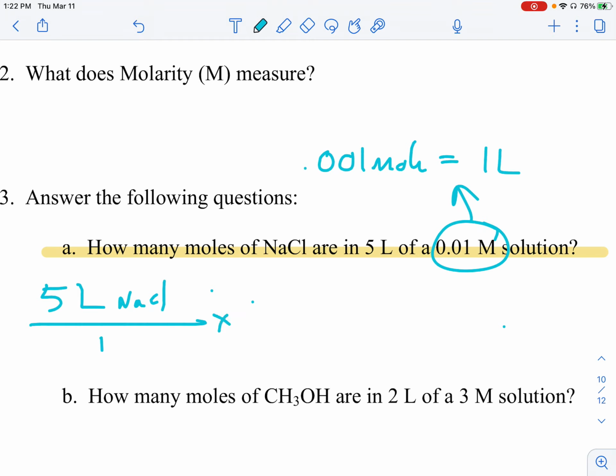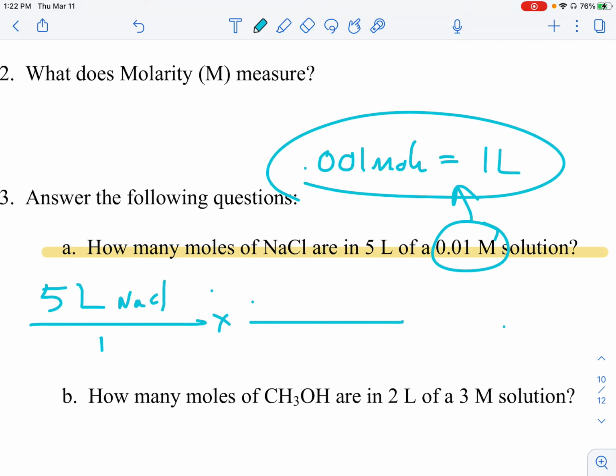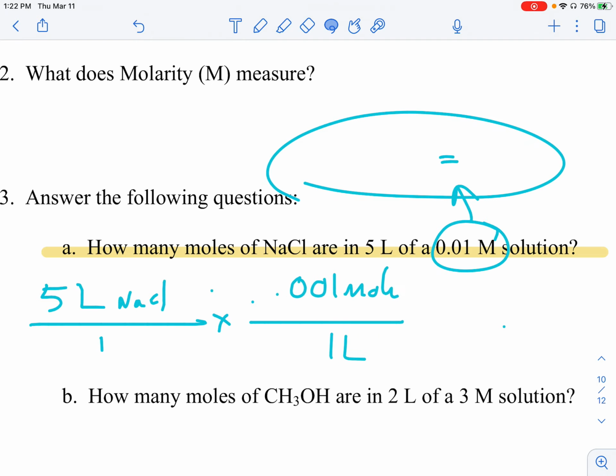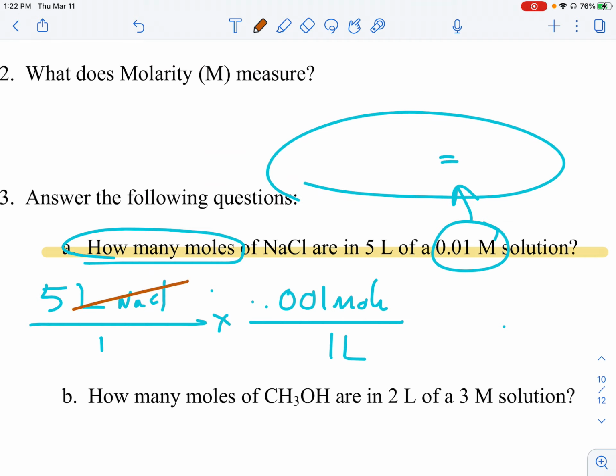Okay. Well, now I can utilize this, and I'll say, okay, well, 1 liter, I have 2 options, top or bottom, because I can flip this, it can go either way. Since I have liters up here, I'm going to put liters down here. I need to cancel that out. I'm going to take my 0.001 moles and put that up top. I'm solving for moles. If I cancel my units, I've just canceled liters. I'm left with moles.